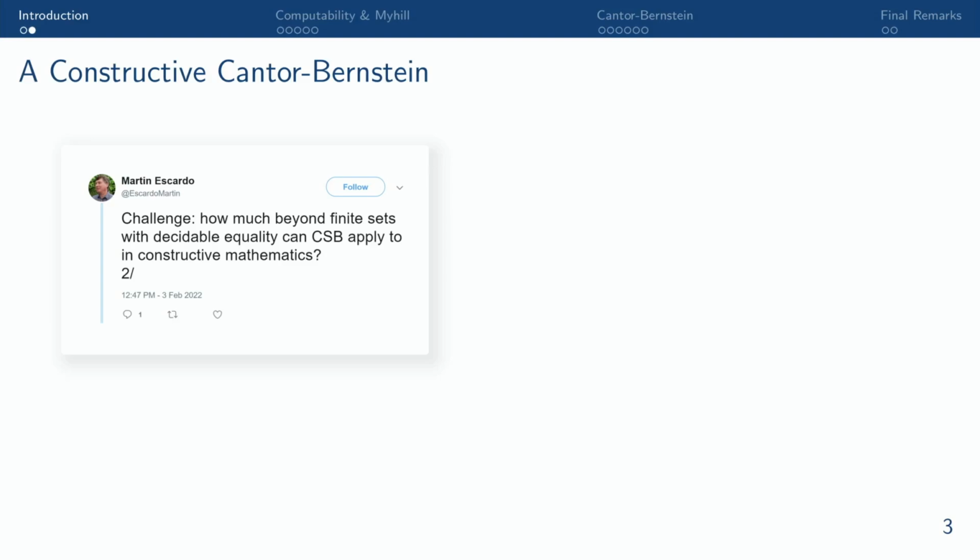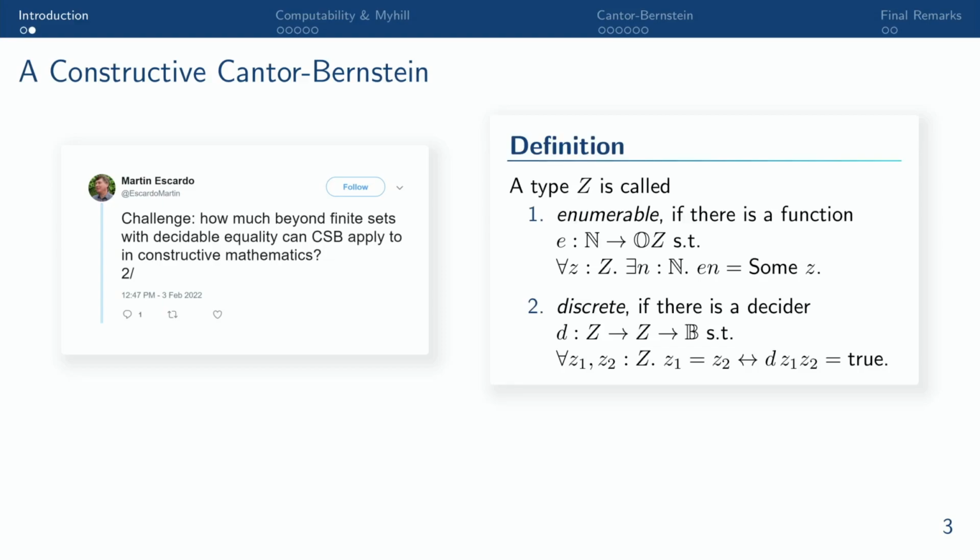And in fact, we were able to at least partially answer the question with our work, because we considered types that are on the first hand enumerable. So there's a function going out of the natural numbers whose image are exactly all the elements of the type, and who has decidable equality. We call this discrete. So there is a decider function for the equality of the elements of the type.